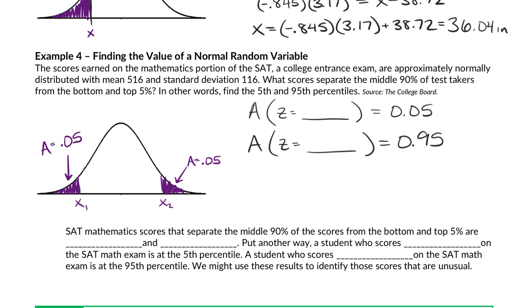Yes. I'm sorry, say that one more time. We don't know the z-score that gives us this area. So your table has all the areas in the bulk of it. And so we're trying to find 0.05 so then we know the z-score.